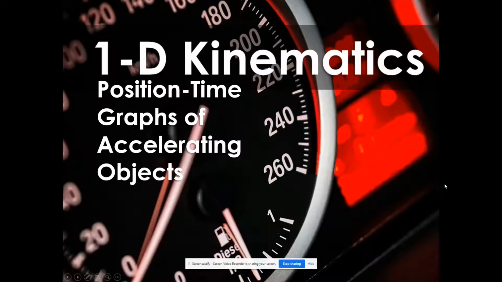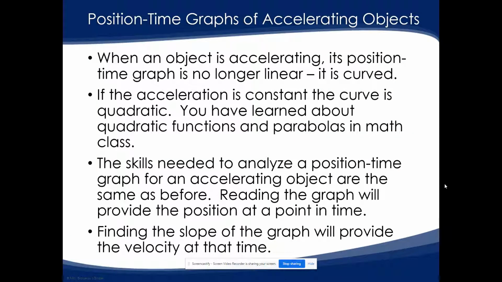Today we're going to talk about position and time graphs of accelerating objects. Before, we talked about objects with a constant velocity. These objects are going to be accelerating as they move, meaning that we are speeding up or slowing down. So when an object is accelerating, the position time graph isn't linear, it's curved.